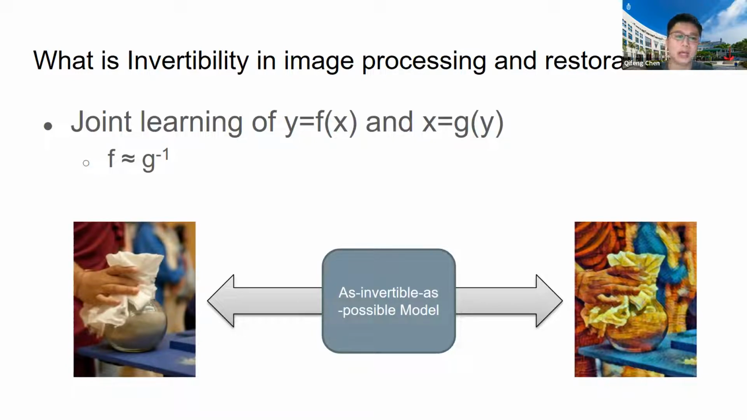For example, given an image like on the left, we do some image processing, and we generate the right image. But at the same time, we can undo such a process and restore the original image. So in such a task, we may want to have an as invertible as possible model, so that we can have a model to do the forward and backward inference.